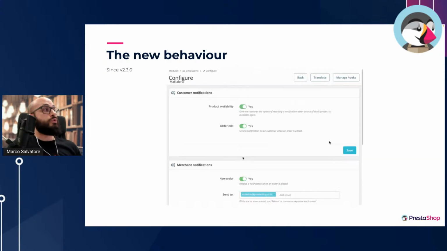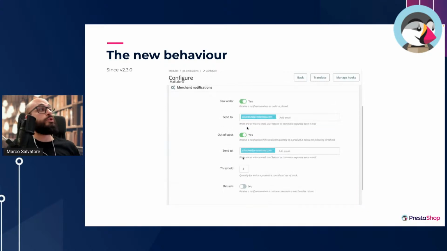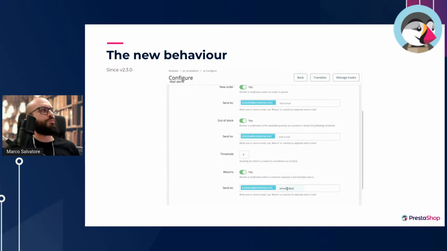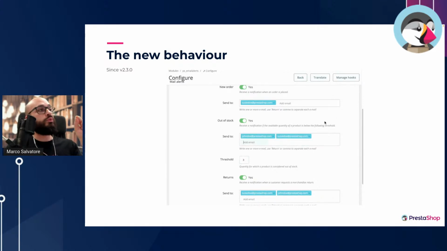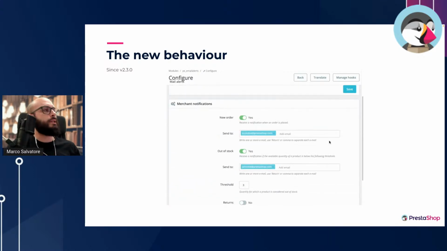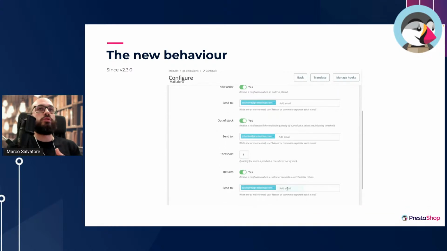So the solution is to simply split the settings, and now the new behavior, since v2.4, I think there is a misspelling, is that you can enable and disable each setting, and for each setting you have a new text field. The behavior of this text field is like a tag field, and you will specify different email addresses for each setting. So for instance, you have new order to Susie Doe, out of stock to John Doe, and returns to another email or more than one email.